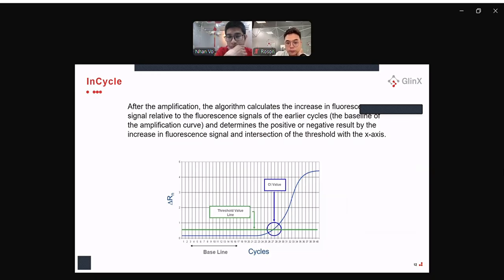I also have a question: what about the CT value? The positive CT value. Do you remember that? Less than or equal to 36, right?